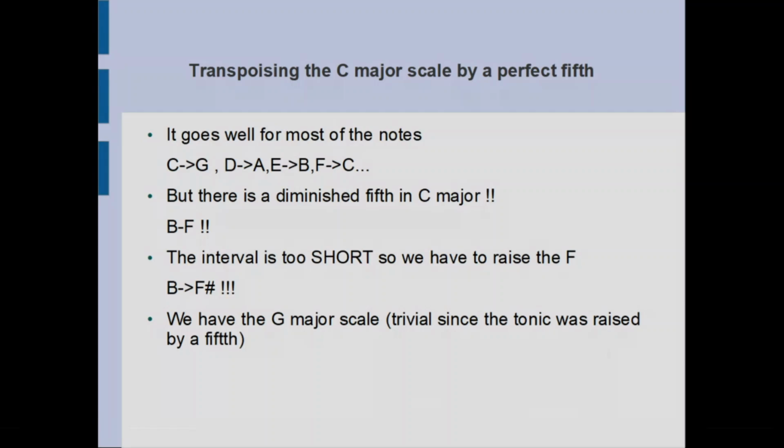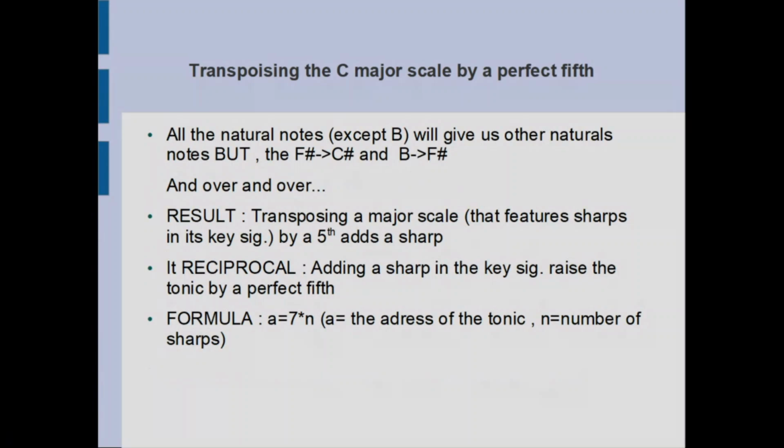We have the G major scale. Its tonic was raised by a fifth. If we do the same thing, the same will happen. Yeah, I know it's quite obvious written like that, but here we are. All the natural notes of the G major scale will give us natural notes, but F sharp will give us C sharp, and B again will give us F sharp. So you have F sharp, C sharp, and a fifth after G is D.